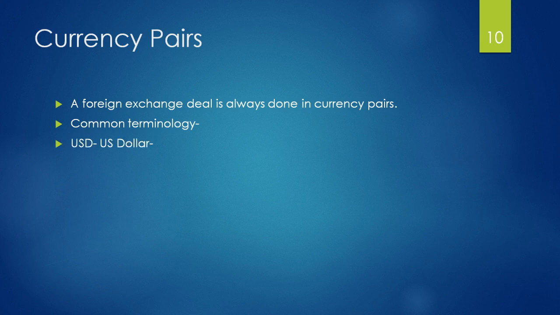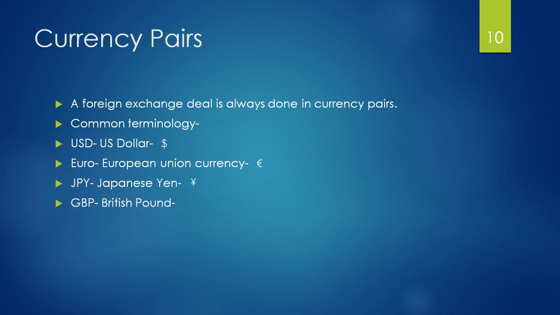USD is short for US dollar and symbol used is this. Euro is short for European Union currency, euro, and symbol is this. JPY is short for Japanese yen and the symbol used is this. GBP is short form for British pound and the symbol is this. INR is your own currency, home currency, that is Indian rupee, and symbol is this. CHF is short for Swiss franc, which is currency of Switzerland. Friends, remembering these are enough for examination as questions rarely come outside these currencies.